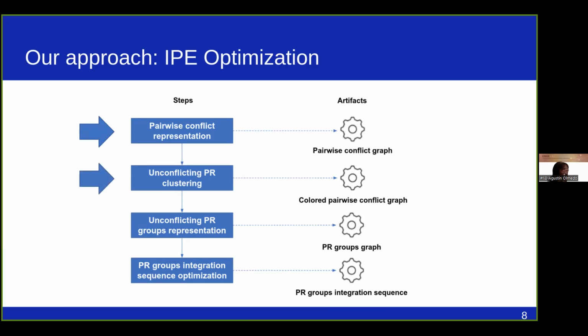The second step is the unconflicting pull request clustering. It processes the pull request conflict graph to generate a set with the fewest possible groups that each contain unconflicting pull requests. Our approach solves this clustering problem as a graph coloring problem. The third step is the unconflicting pull request group representation. It consists in representing a complete graph whose nodes represent each unconflicting pull request group from the previous step and whose edges correspond to integration conflicts between pull request groups.